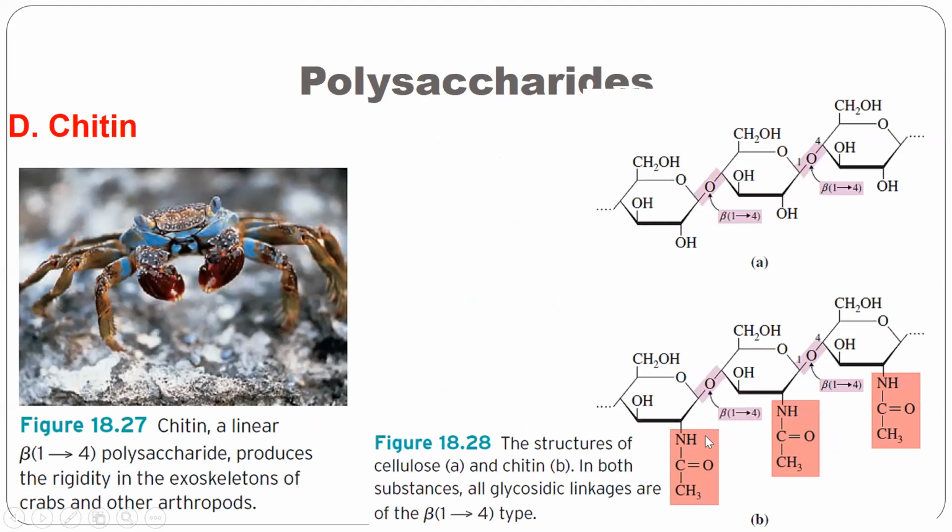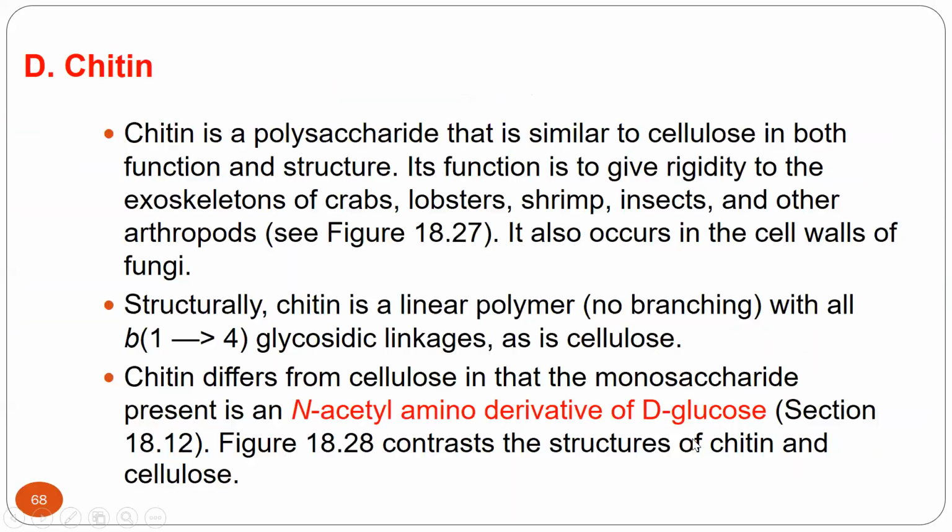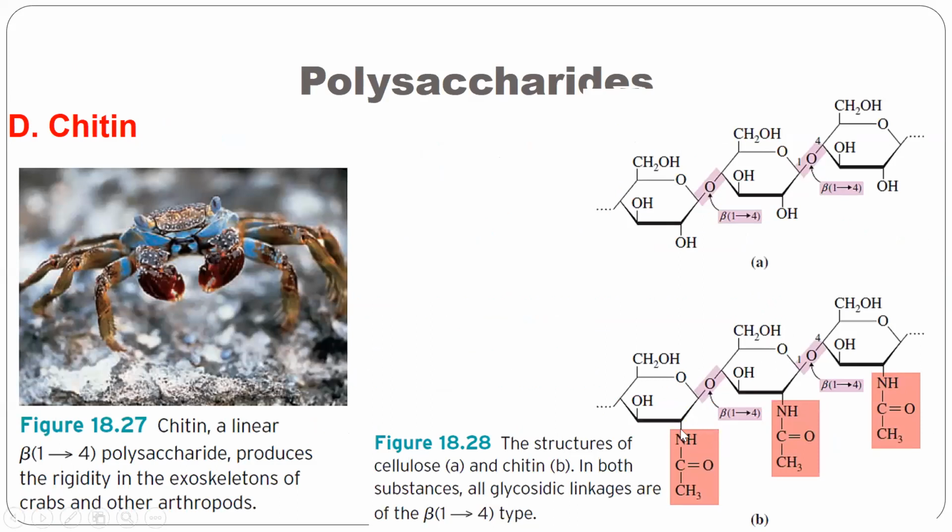N-acetyl, C double bond O, CH3 as N-acetyl amino derivative. You have your amino here. C double bond O is an amide bond here and CH3. Okay. So kanina replace na niya siyang OH on the carbon 2 with this structure. And pag ma-replace na siya, then you have your monomer. This is our monomer. This is a derivative of your glucose. If you remember our reaction sa monosaccharide, now you have this one.